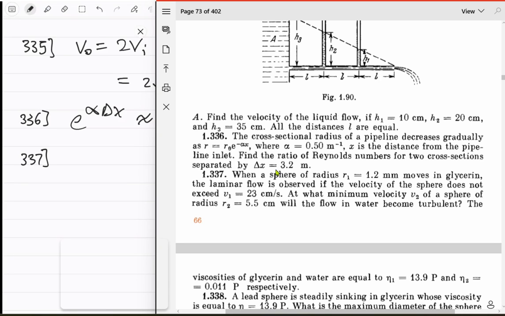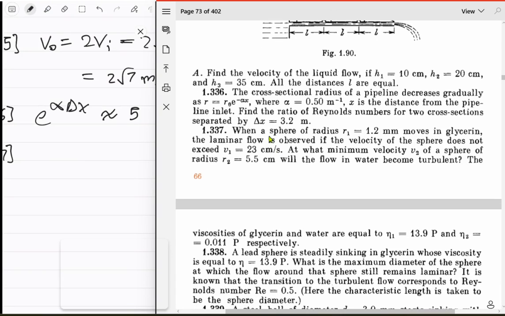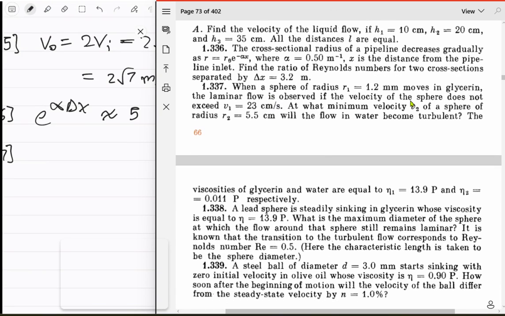337. Sorry, when a sphere of radius something moves in glycerine, laminar flow is observed if the velocity of the sphere does not exceed something. At what velocity of a sphere of radius something will the flow in water become turbulent? Now this question is something I don't know. I don't know what to do.